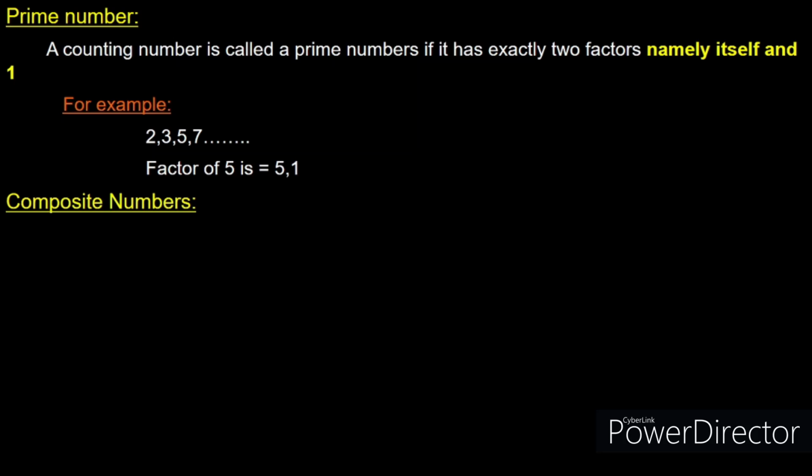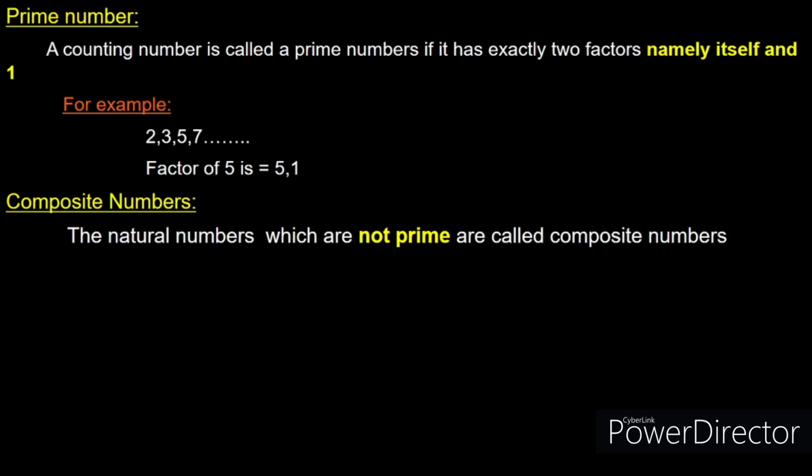Yeah, composite numbers. The one we have mostly forgotten is the composite number, because we do not use it anywhere. We have used prime numbers, even numbers, odd numbers, but we do not use composite numbers in any of the higher education, so it is easily forgotten. So let's recall it. The natural numbers which are not prime are called composite numbers.